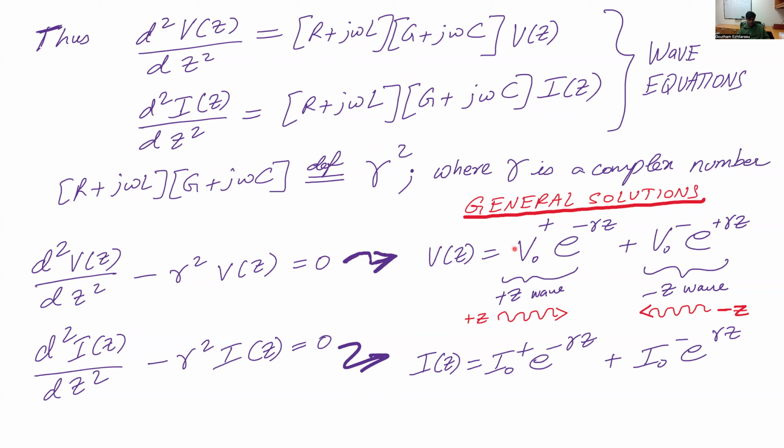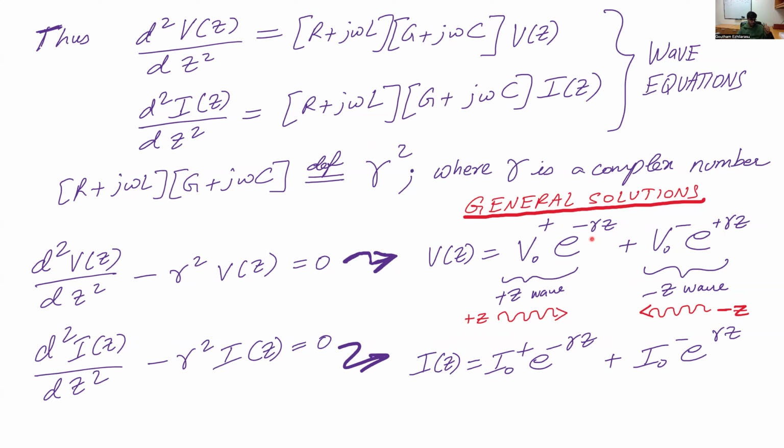It's going to have V(z) as some V0+, which is just some complex constant, times e^(−γz), plus another complex constant times e^(+γz). Physically, what this means is that e^(−γz) corresponds to a wave that is traveling along the plus z direction, and e^(+γz) corresponds to a wave that's traveling along the minus z direction. Remember that γ is going to be a complex number.